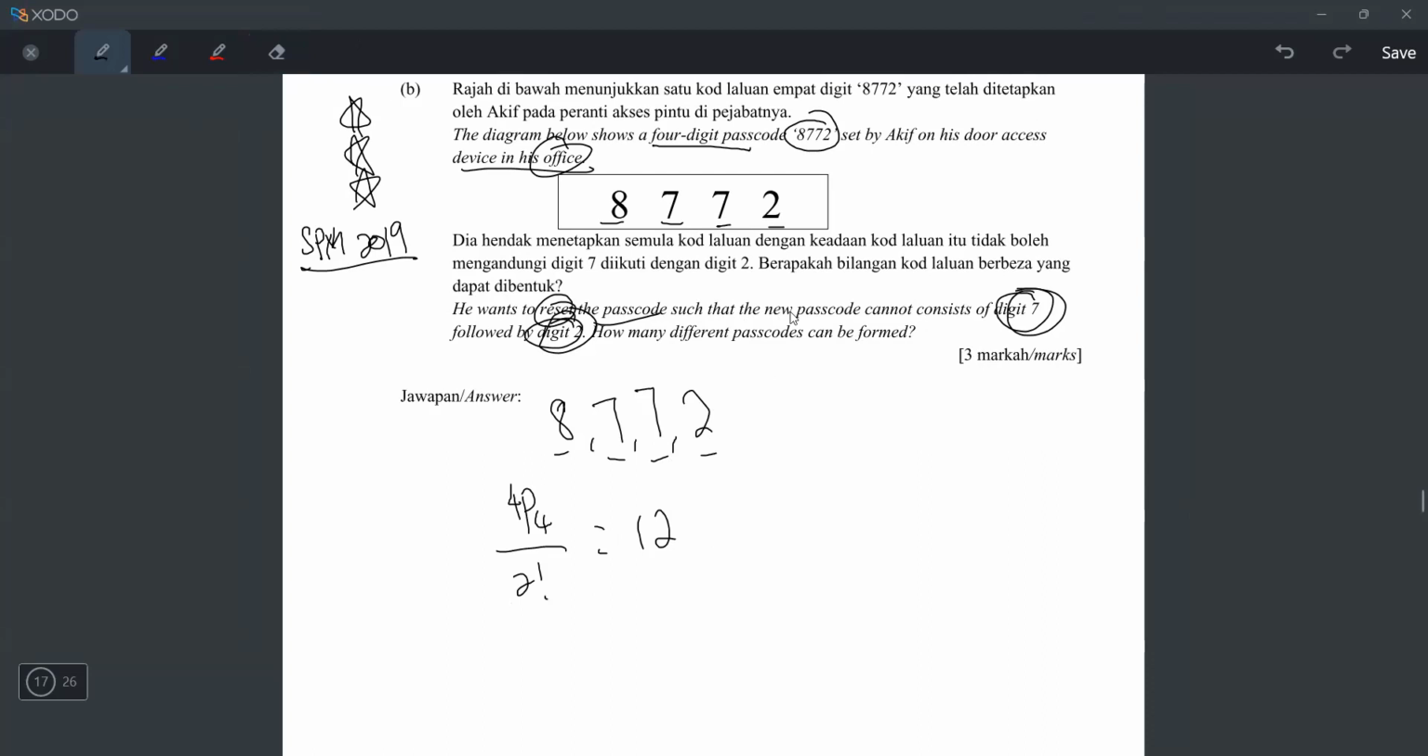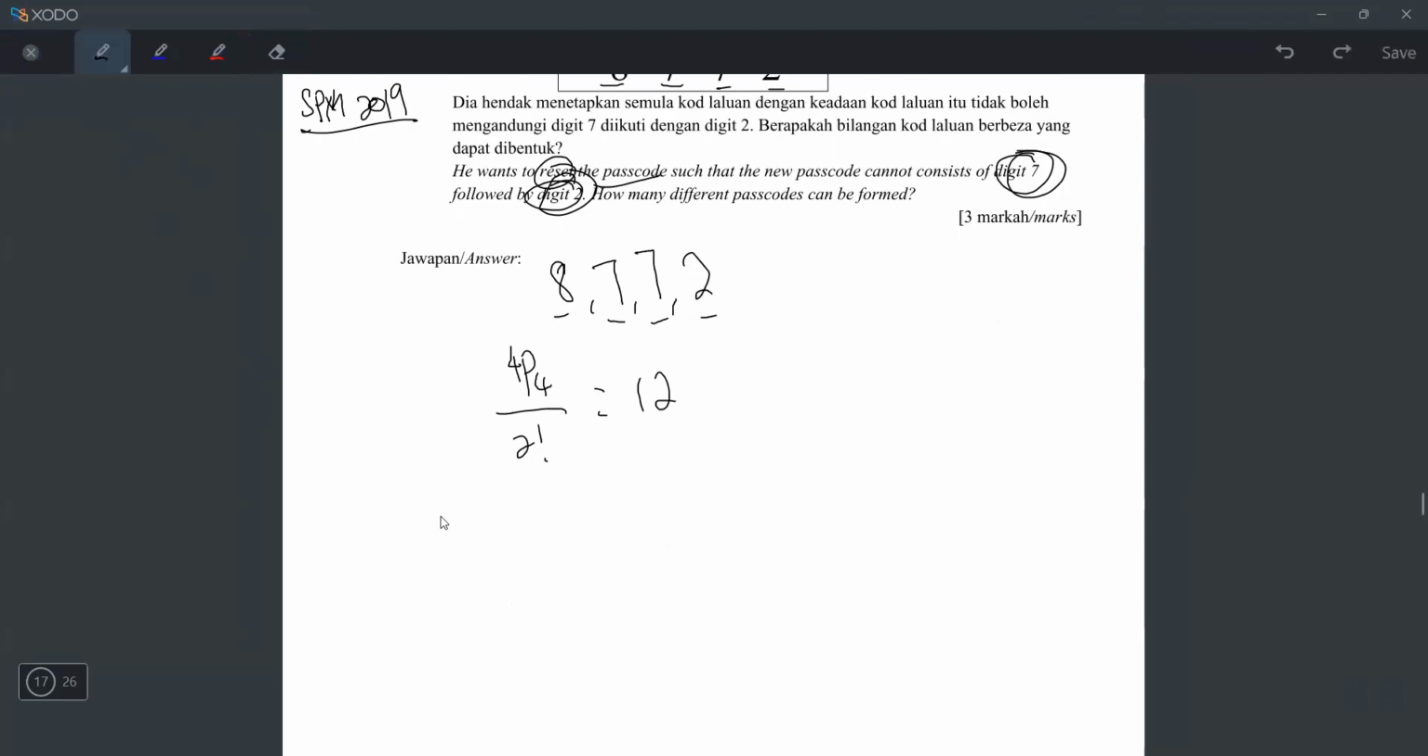There are 12 ways. But they say the new passcode cannot consist of 7 followed by 2. So what I will do is draw 4 digits, cannot consist of 7 followed by 2. It means I will calculate the number of ways where 7 is followed by 2. So the total number of ways to arrange will be 2 factorial.